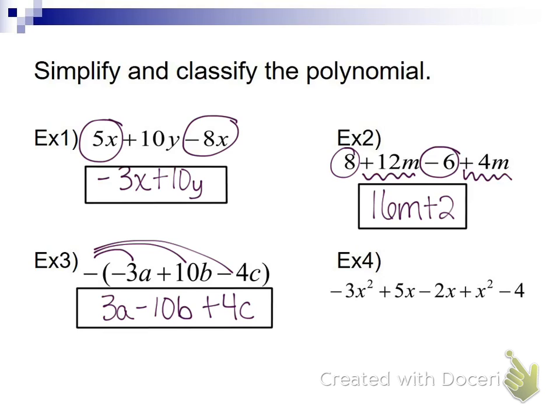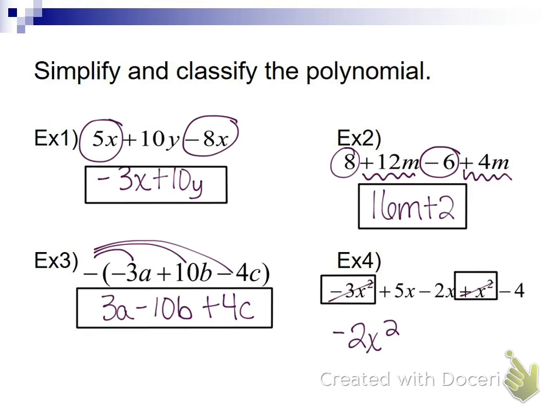Okay, on example 4, what are two terms that could combine? Negative 3x squared and x squared. Okay, so the x squareds could combine. We have a negative 3x squared and a positive x squared. What does that combine to give me? Negative 2x squared, very good. This is treated like a positive 1x squared. Remember, the variables don't change when all you're doing is combining like terms.